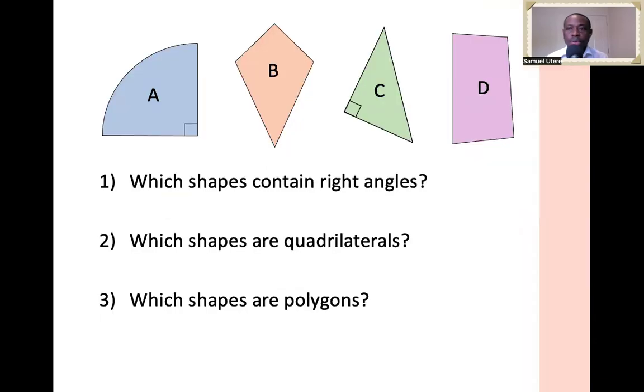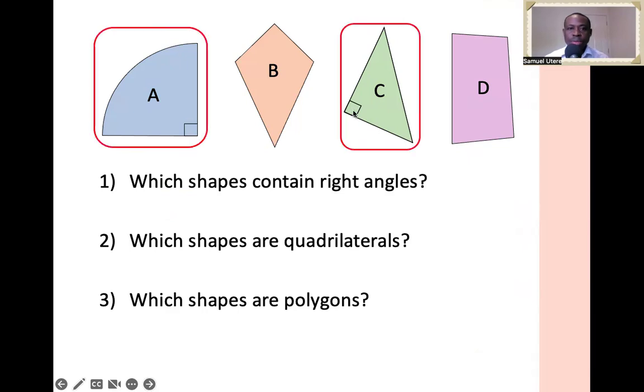Before we start, I would like you to pause the video and answer the retrieval practice questions in 2 minutes. Assuming you've paused the video and you've answered the retrieval practice questions, here are the answers. So for this one, you will ask, which shapes contain right angles? Of course, by now you should know what right angle notations are. So these are right angles, okay? So these are the shapes that contain right angles. So A and C.